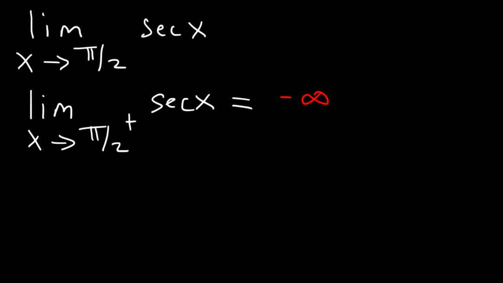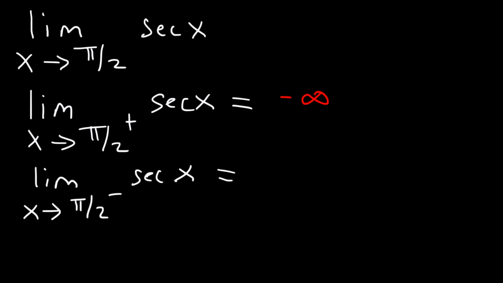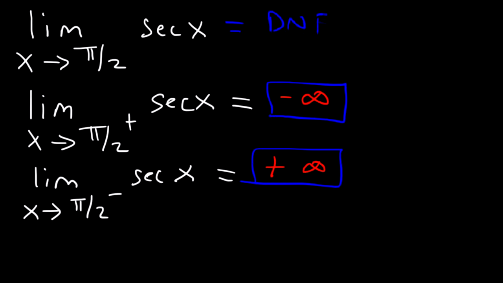If you plug in 1, make sure your calculator is in radian mode, or rather degree mode. If you plug in 1 divided by cosine 90.1, you're going to get negative 573. Now on the left side of pi over 2, that's 89.9. The angle is in quadrant 1. Cosine is positive in quadrant 1. So we could say this is going to approach positive infinity. So since these do not match, we could say that the limit as x approaches pi over 2 from either side does not exist.